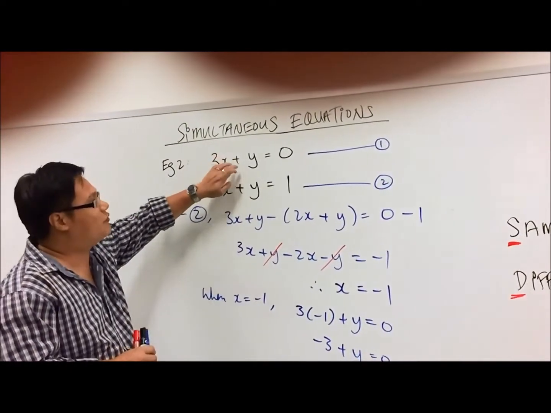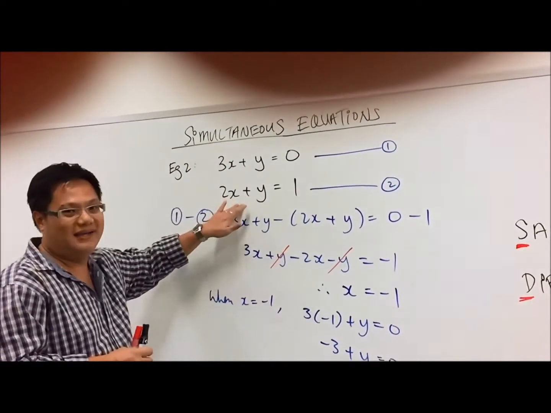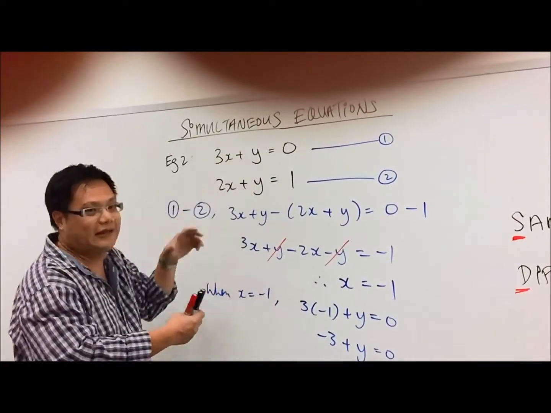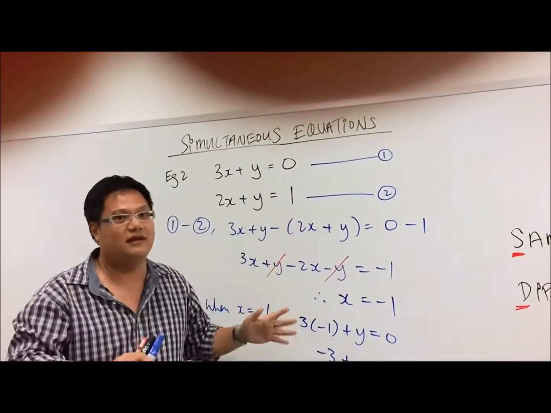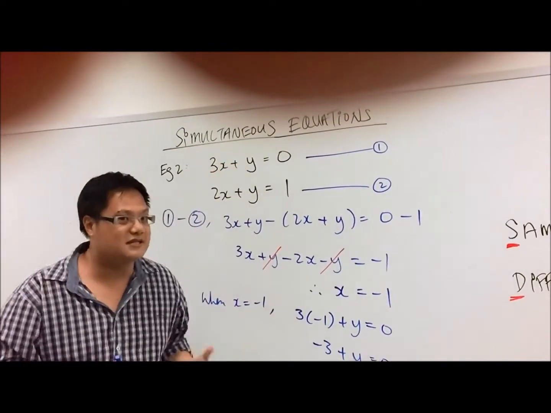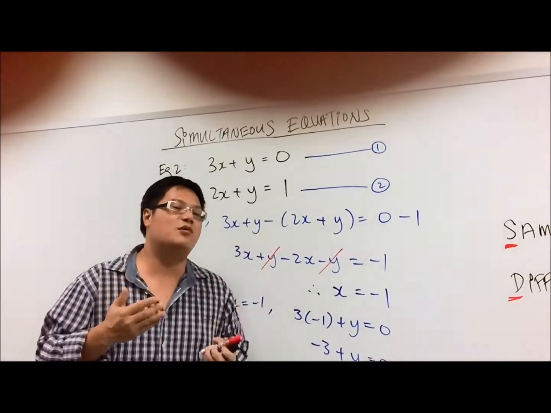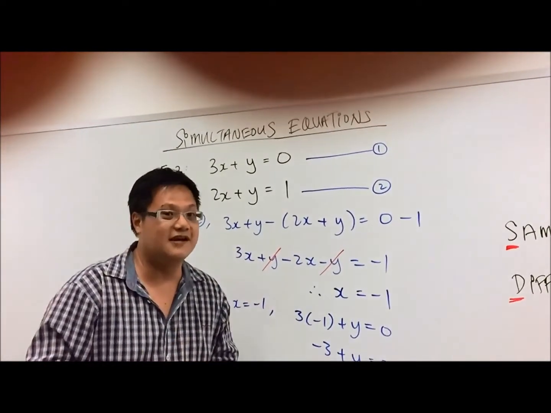The coefficient of y, in this case, is positive 1. The coefficient of y for equation 2 is also positive 1. You realize that in this case, I don't need to multiply either of the equations by anything. The coefficients of y are already the same. So do you think by eliminating variable y, you'll make the whole process of solving the simultaneous equations easier?